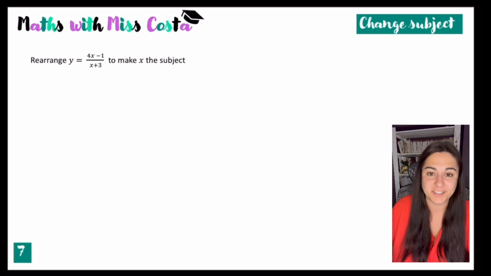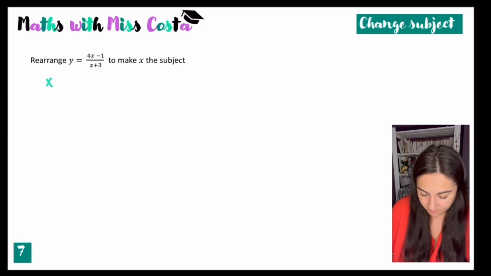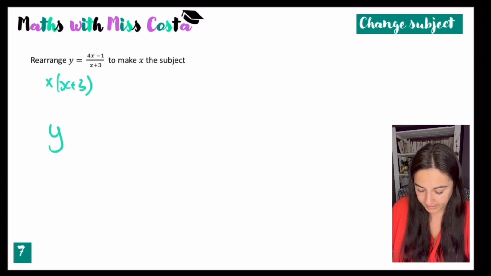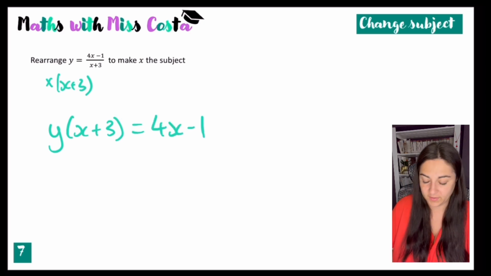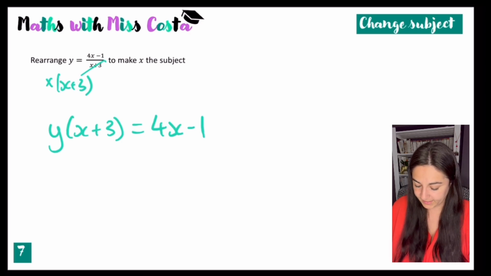So you've got a fraction. Whenever you have a fraction, you want to just get rid of it by multiplying both sides by the denominator. So multiply both sides by x minus 3. So you'd be left with y(x plus 3) equals 4x take 1. Remember, the reason you do the inverse is because it cancels itself out. Now you've got this nice little equation.